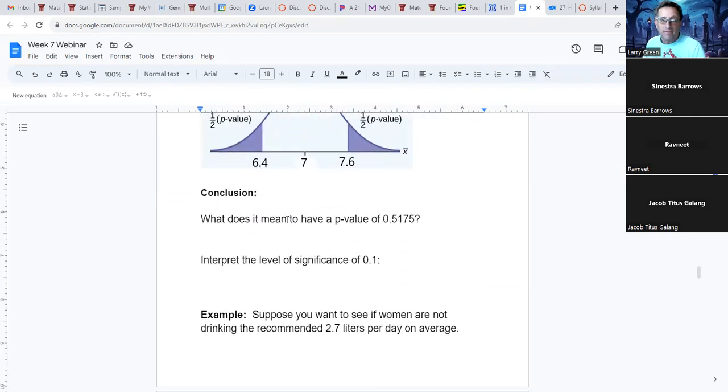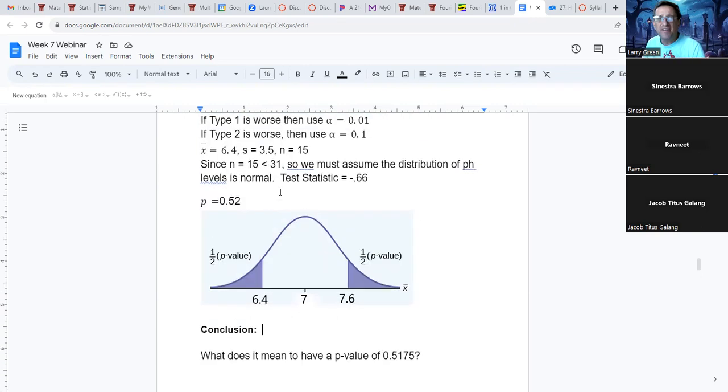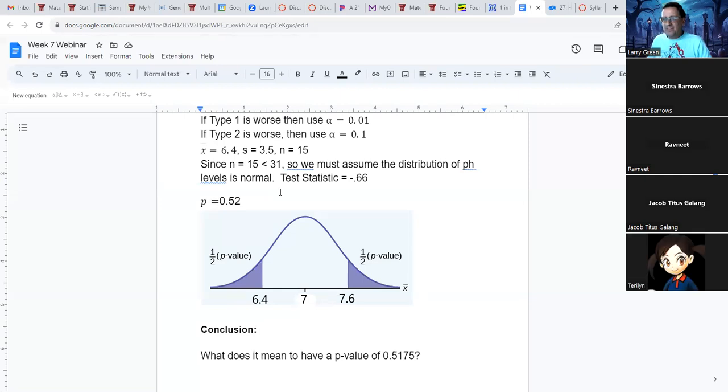Okay, so the conclusion. What do you think? Do we have statistically significant evidence or not? What do you think? Do we have statistically significant evidence? Yes. Okay.